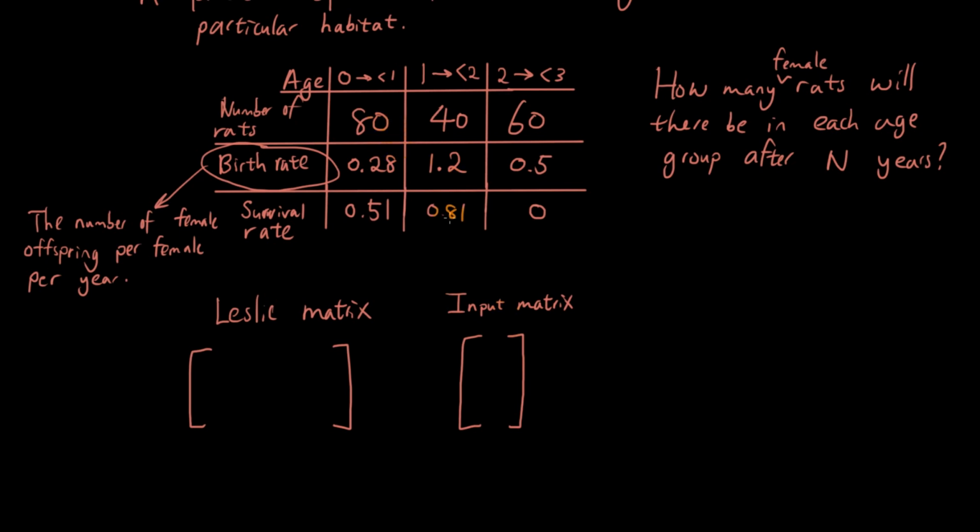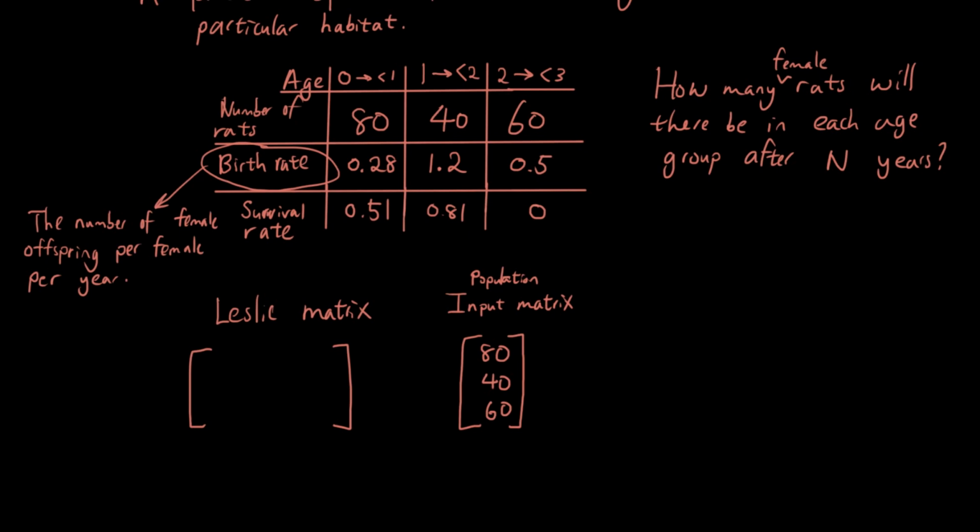Okay, so let's put this information in our matrices. First thing you're going to do is put the 80, 40, and 60 into your input matrix, or your population matrix.